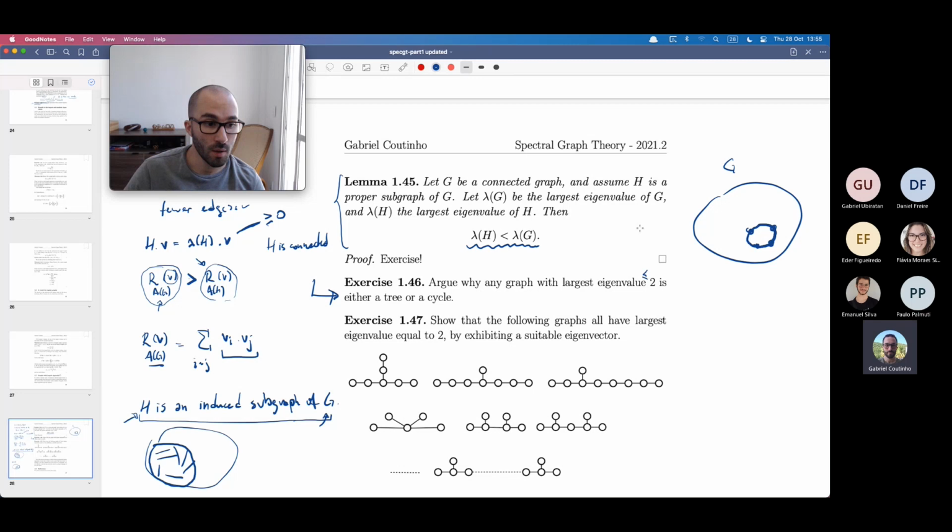Because of this lemma, right? This cycle here is a subgraph. This cycle on its own has largest eigenvalue 2. Therefore, the largest eigenvalue of G must be strictly bigger than 2. So if the graph contains a cycle, but it's not a cycle, its largest eigenvalue is bigger than 2. Therefore, any graph with largest eigenvalue at most 2 is either a cycle or a graph without a cycle, ergo a tree.